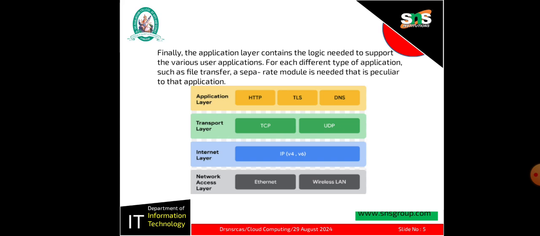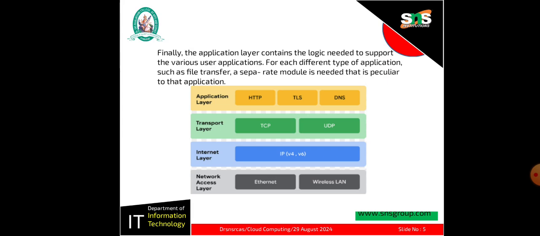Finally, the application layer contains the logic needed to support the various user applications, such as file transfer, with separate modules needed for each type of application. In the application layer, we can use HTTP, the hypertext transfer protocol, or DNS, the domain name system, which determines which domain it is. Then comes the transport layer.